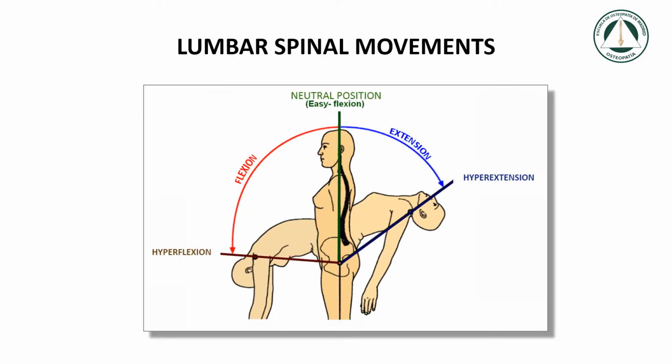Before approaching this topic, it is necessary to have a common vocabulary. The upright anatomical position is the neutral position, the easy flexion of American osteopaths. The forward lean movement is flexion. The final flexion range is hyperflexion. The backward tilt movement is extension. The final extension amplitude is hyperextension.